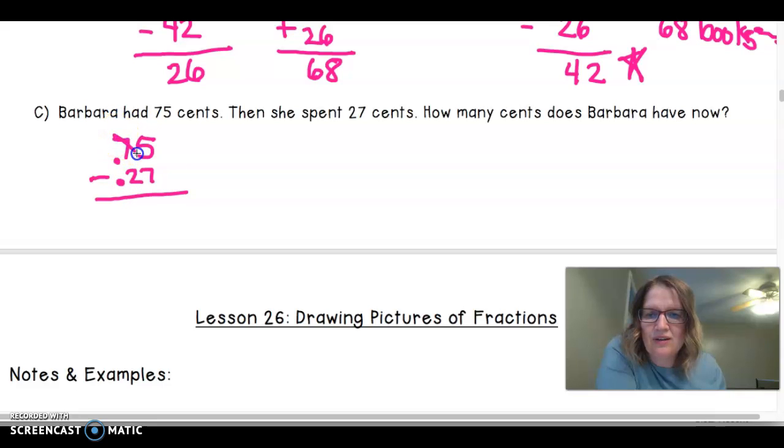I'm going to have to regroup. Here's 6. 15 minus 7 is 8. 6 minus 2 is 4. And Barbara has 48 cents left.